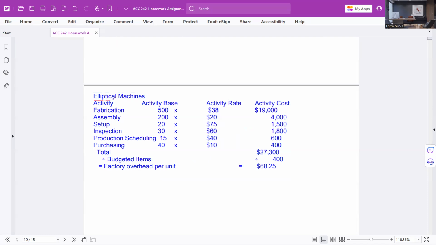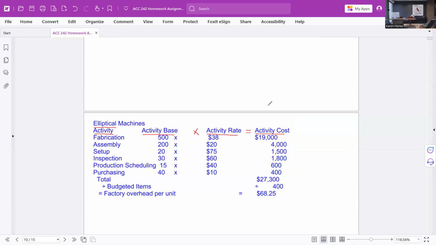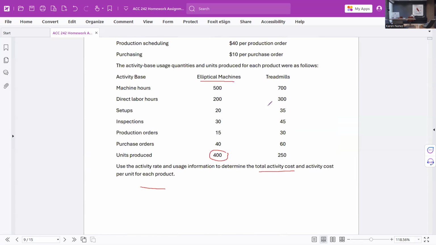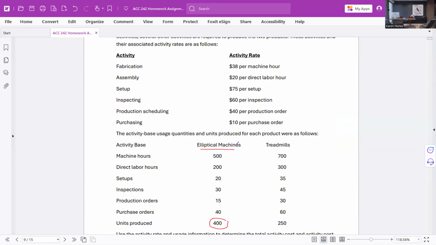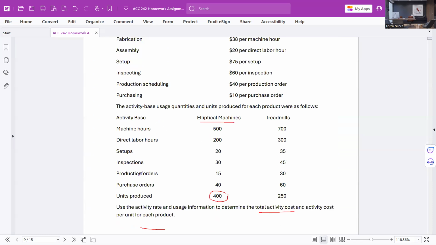So here we are for ellipticals, one product. We have the activities listed here. We have the activity base for each of these activities, and we have the activity rates we're given. That's how we get an activity cost. It's the base times the activity rate that gives us the cost. And again, everything's given. We don't have to calculate these things. The base is given, so the activity bases are defined here.